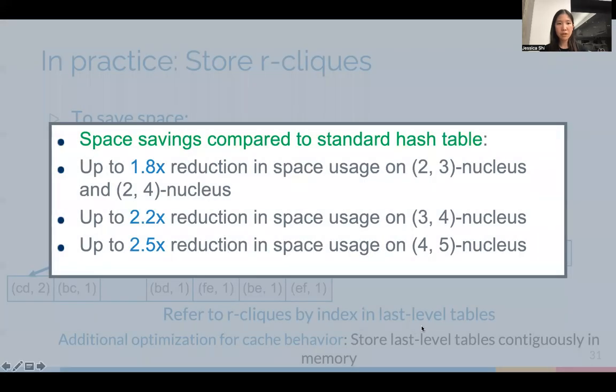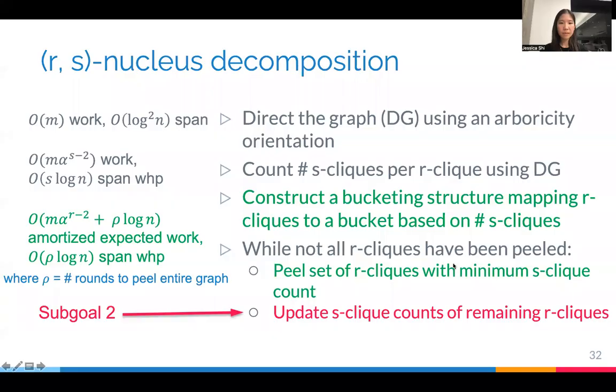And in particular, we show that we can obtain significant space savings using this method compared to a standard hash table. Our space savings increase for larger r and s, and notably, we have up to a 2.5x reduction in space usage on 4-5 nucleus decomposition. So I won't go into more detail about these theoretical bounds. You can read about that in our paper.